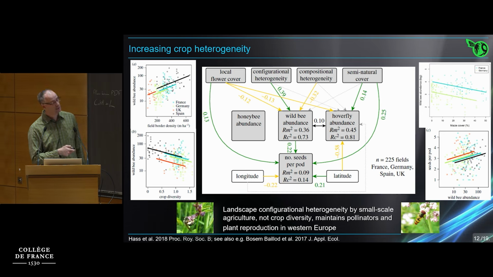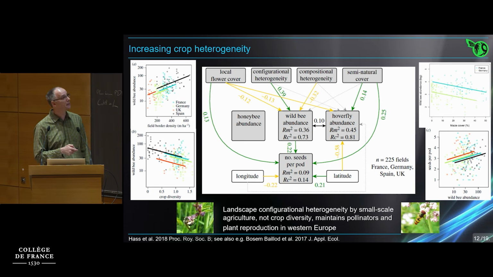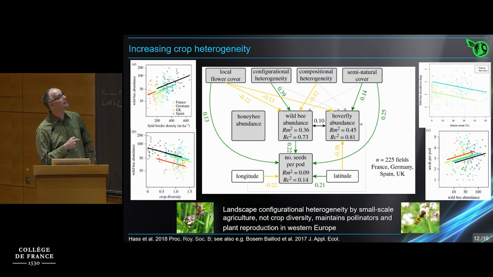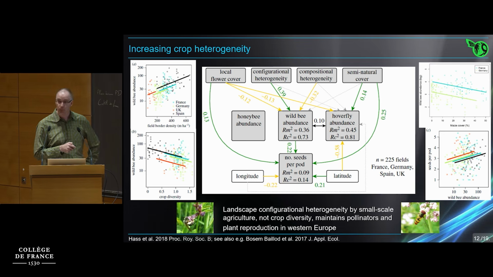So again, you can see a path analysis. I won't explain the whole story here, but let's focus on landscape configuration effects. So if you have smaller and smaller fields, yes, we have more and more bees as we expected. You can see it on this scatter plot. This was true also for France. And if we have more pollinators, then we have more seeds in the pods of the radish plant.